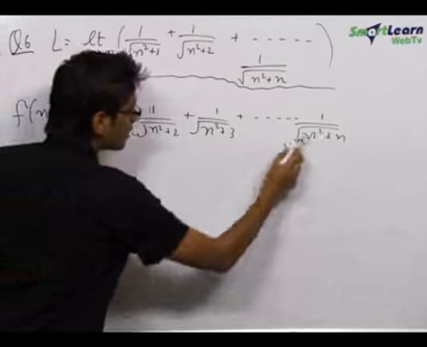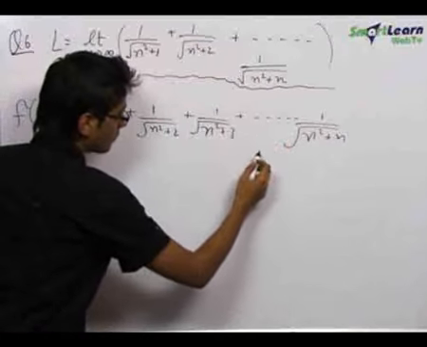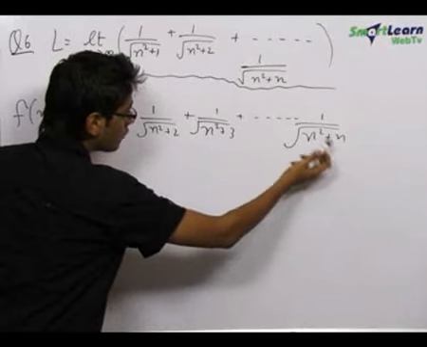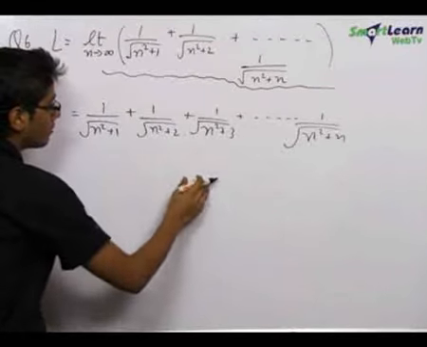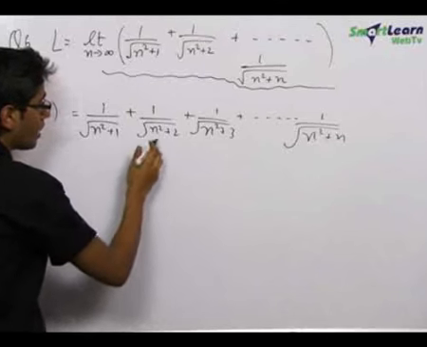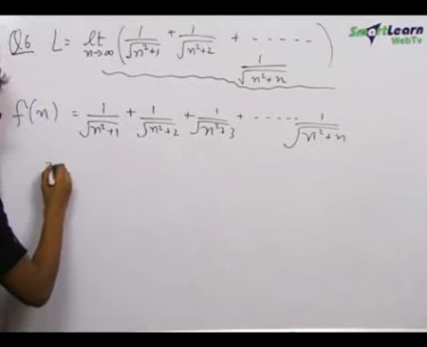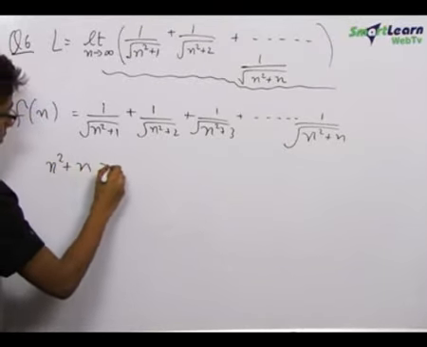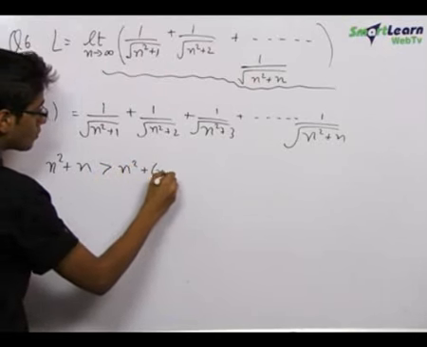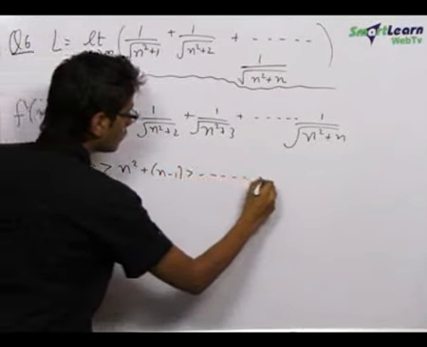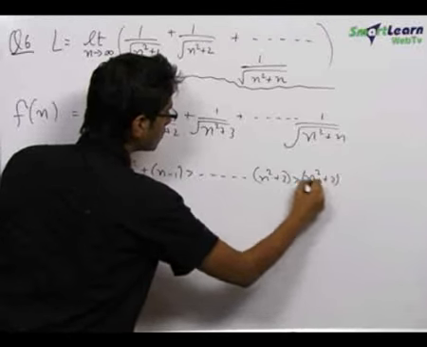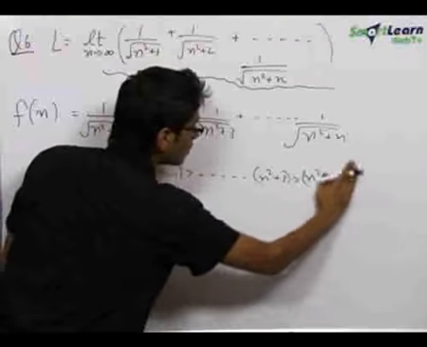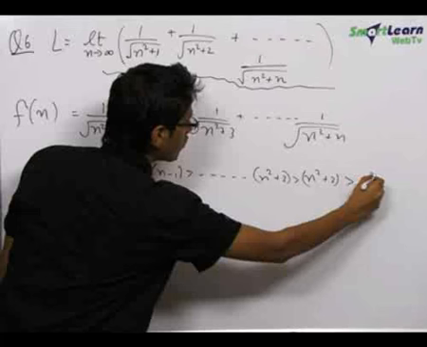Now n square plus n is greater than n square plus n minus 1, which would be the denominator of the previous term, and it would be greater than n square plus 3, greater than n square plus 2, greater than n square plus 1. That is, n square plus n is greater than n square plus n minus 1, greater than n square plus 3, greater than n square plus 2, greater than n square plus 1.